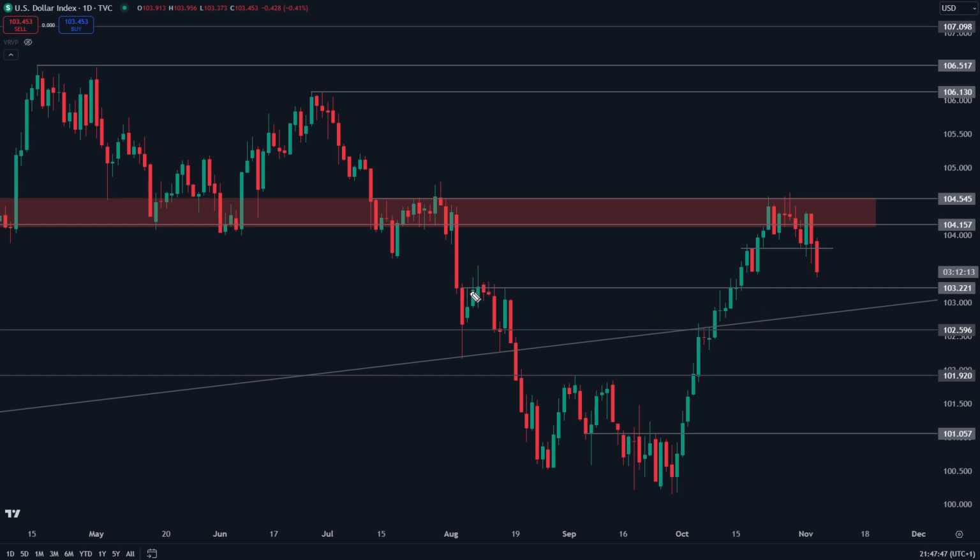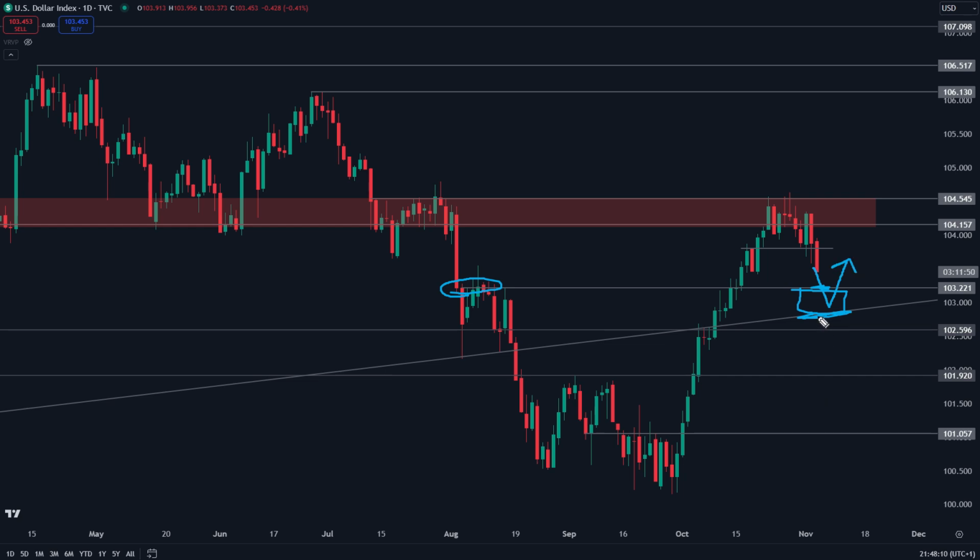Now, we do have this area back here right around 103.20 that could come into play over the next 24 hours. And this extends down here toward the trend line, which is just above 102.60, maybe right around 102.70, 102.80. So this entire area down here is going to be critical for the dollar over the next 24 hours, to the point where if we do get a move into this area, I would expect a very aggressive bounce from here.